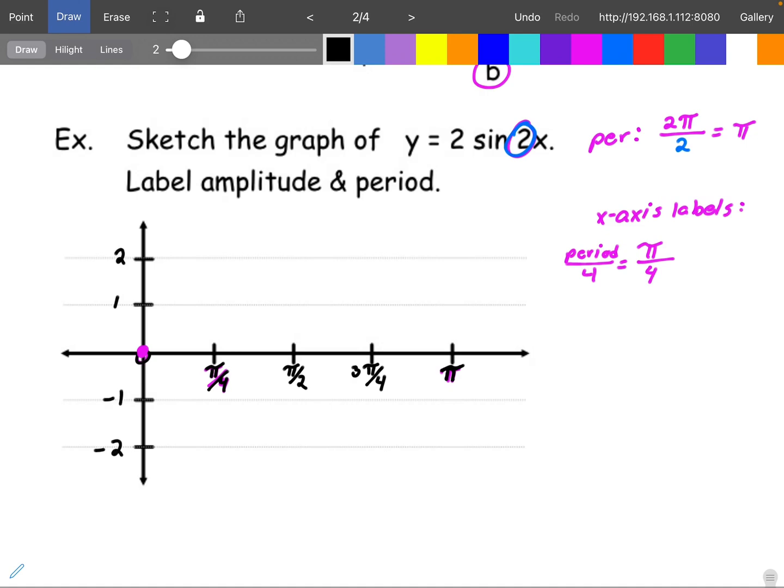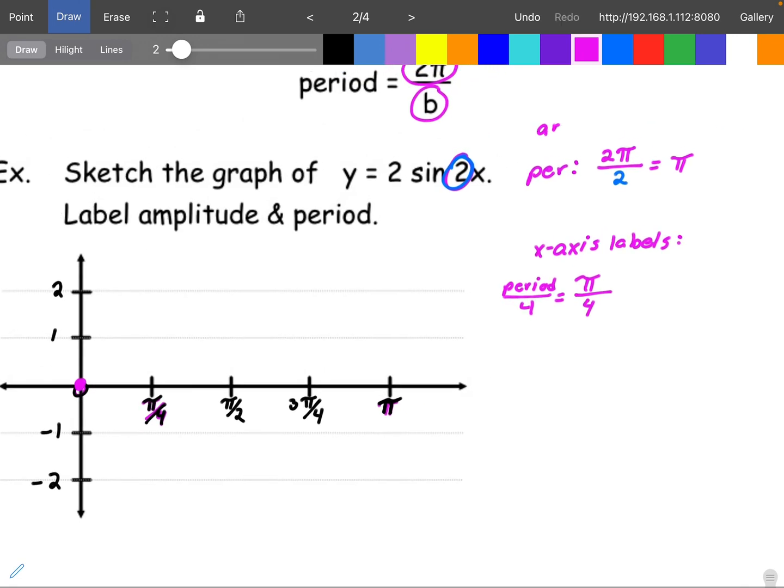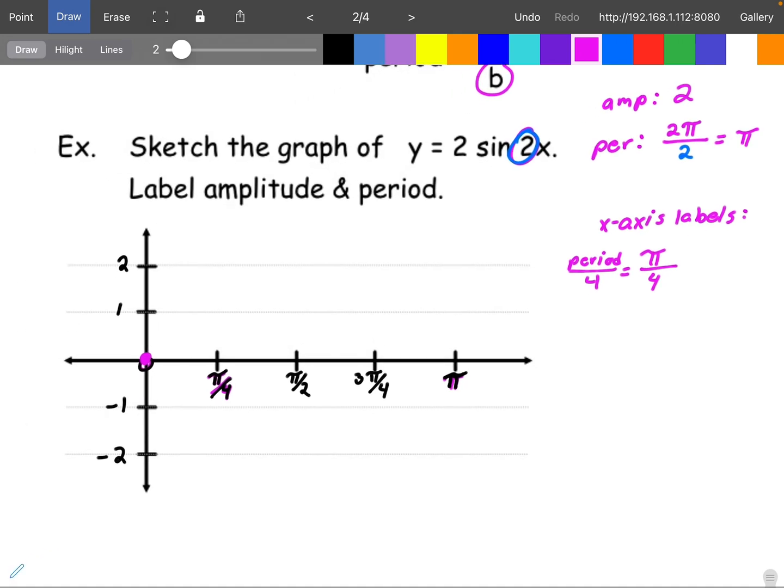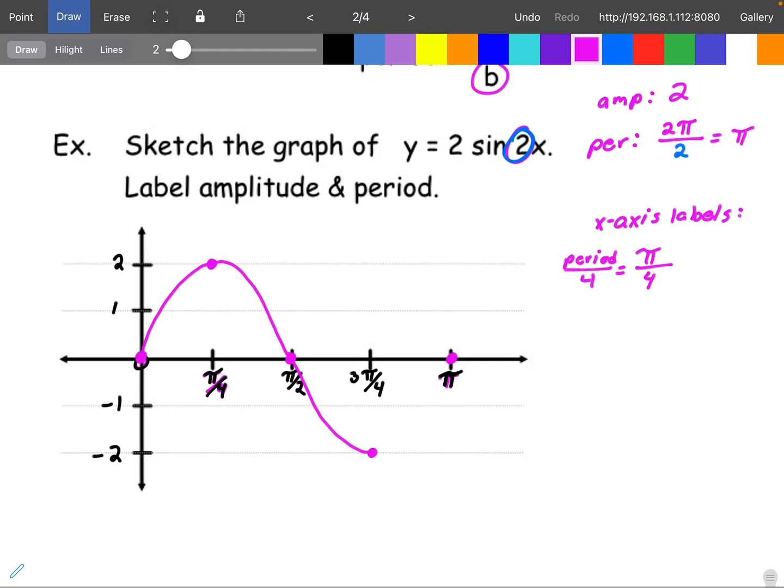and -1 and -2. So my parent function would go to +1. However, this has an amplitude of 2, which we should go ahead and label over here. My amplitude is 2. So that means it needs to go up to +2. Then back to 0, down to -2, back to 0. So that is one period of our sine function, and this one did not ask me to do a second period, so I am good to go.